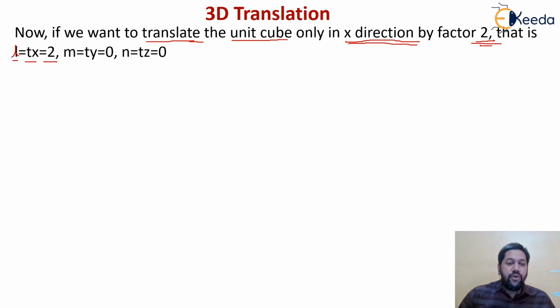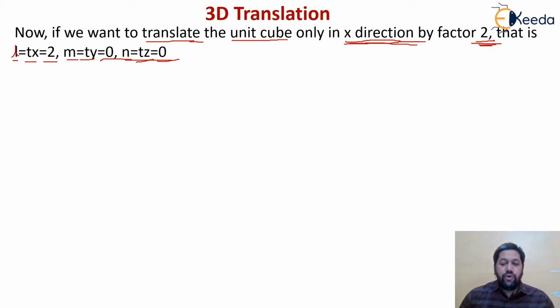What is my M value? M represents ty, which is equal to 0, because I don't want to move in the y direction, and I don't want to move in the z direction either. It is represented by L, M and N. N represents the z direction, which is my translation factor tz, whose value is equal to 0. That means I don't want to move in y and z. I just want to move the object only in the x direction by a factor of 2.